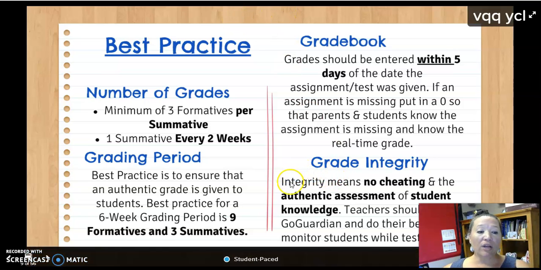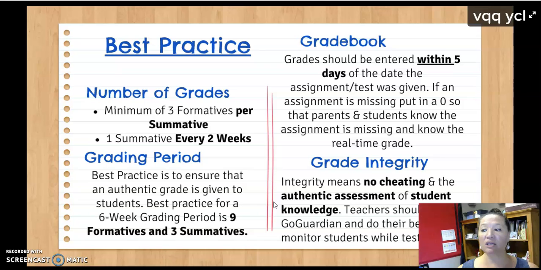And then grade integrity. Integrity means no cheating and authentic assessment of student knowledge. Teachers should use GoGuardian and do their best to monitor. And I realize teachers are juggling 100 things. You're taking attendance while monitoring virtual and in-class students. You're trying to teach while also monitoring GoGuardian. You have so many things that you're juggling. So this is where I'm just going to say do your best, because I know y'all have a lot on your plate.